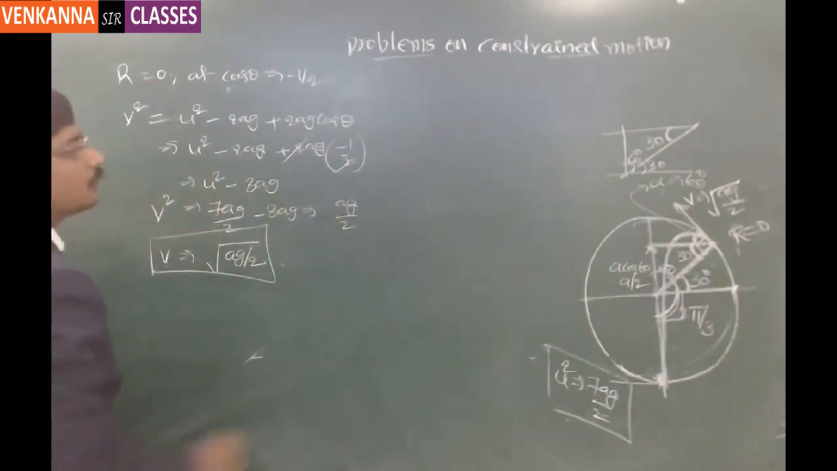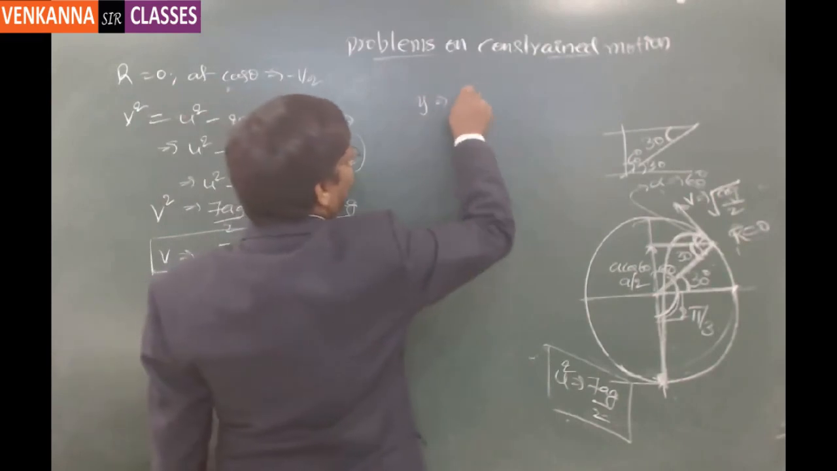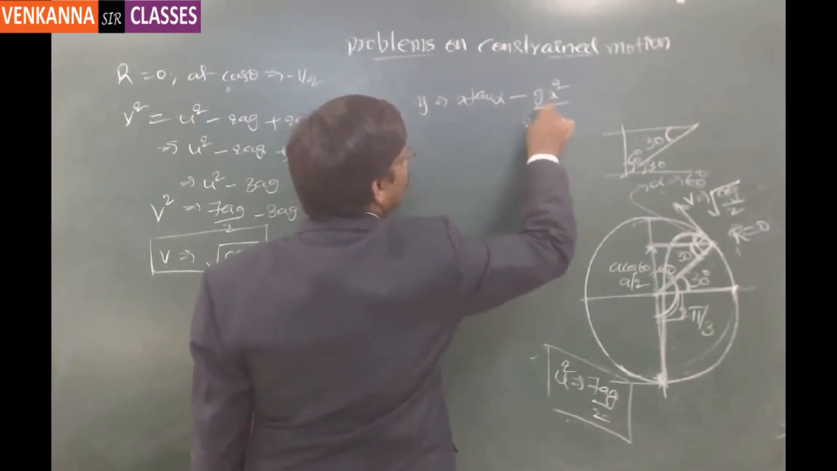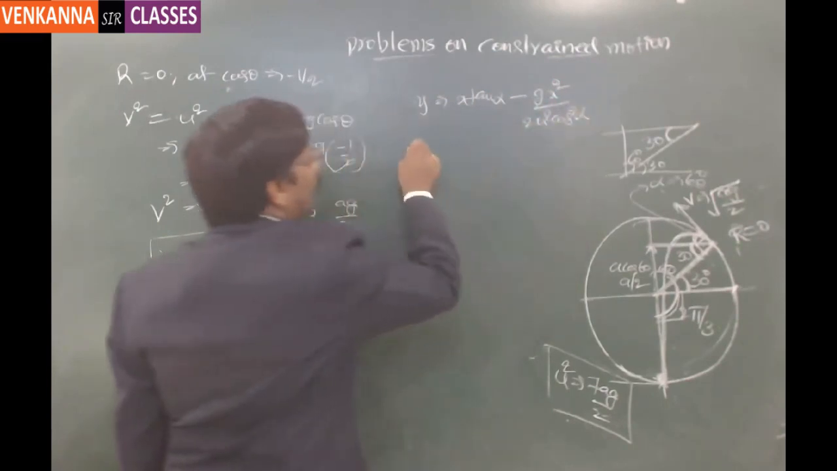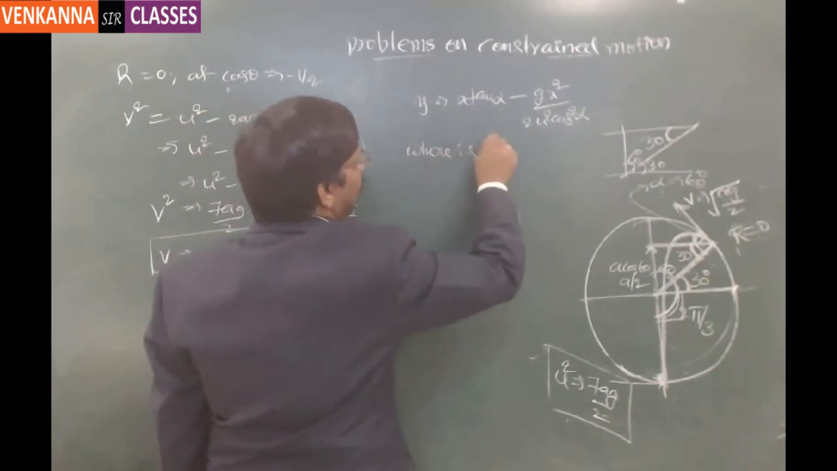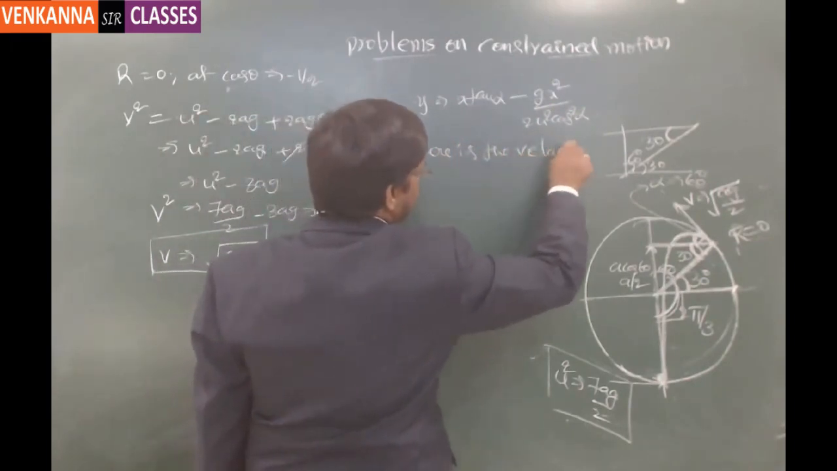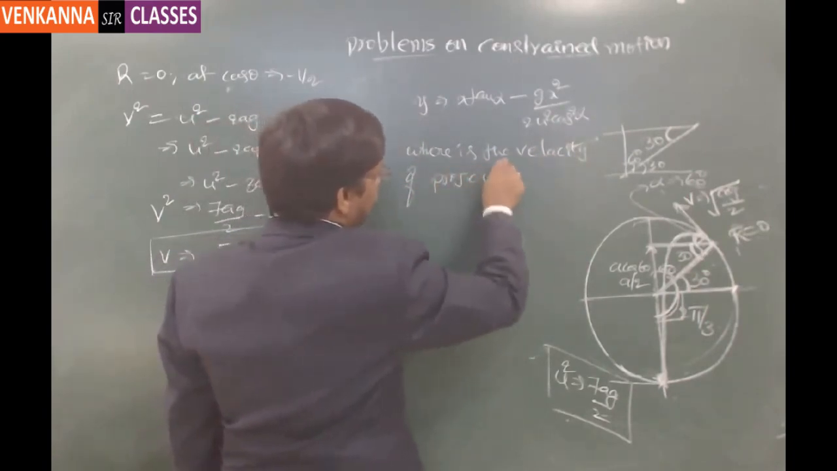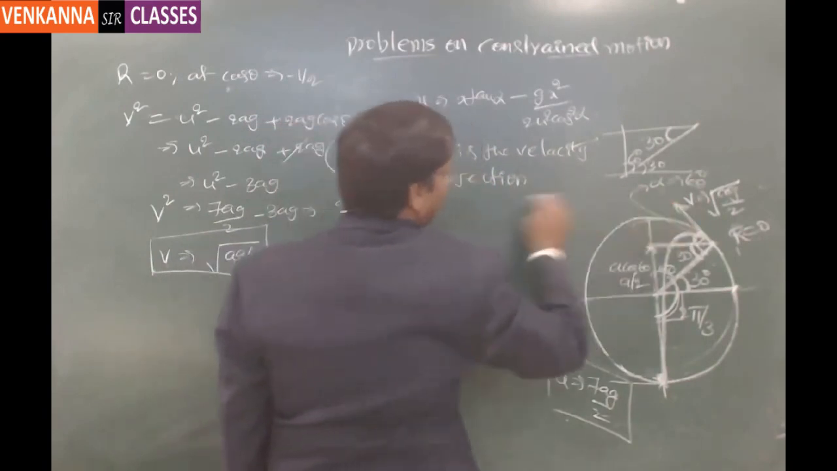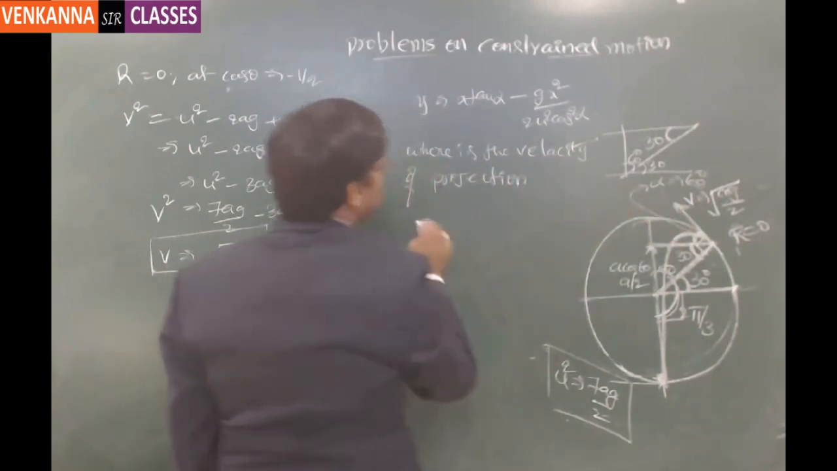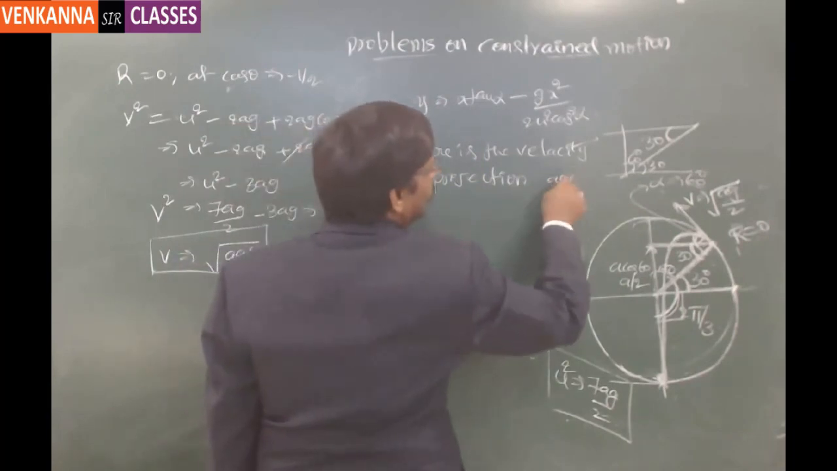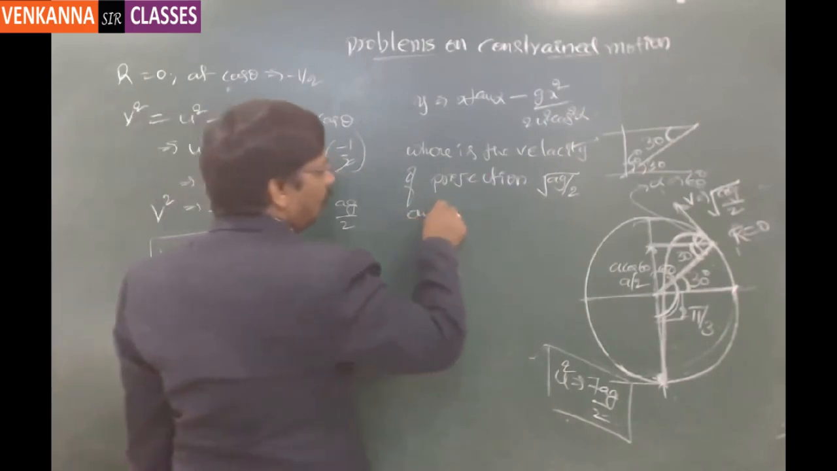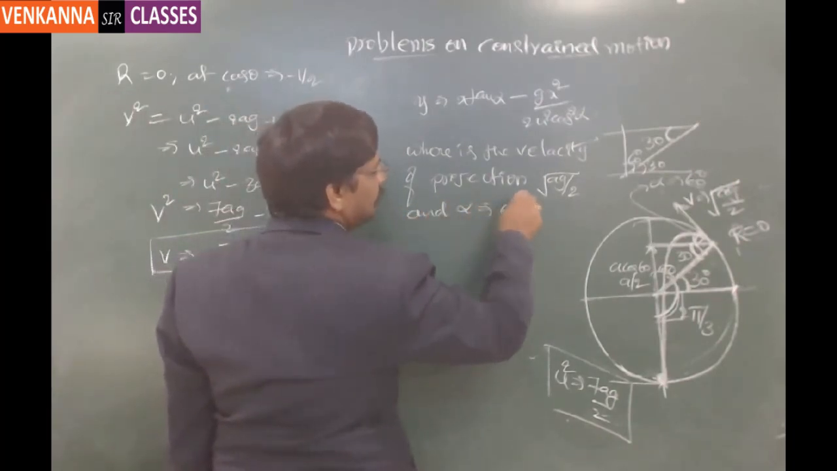Now the path of the projectile, we know that y is going to be x tan alpha minus gx square by 2u square cos square alpha, where u is the velocity of projection. And here in this case it is going to be v. So v, the velocity of projection, is going to be under root ag by 2. Now taking that relation, and alpha is going to be 60 degrees from the diagram.